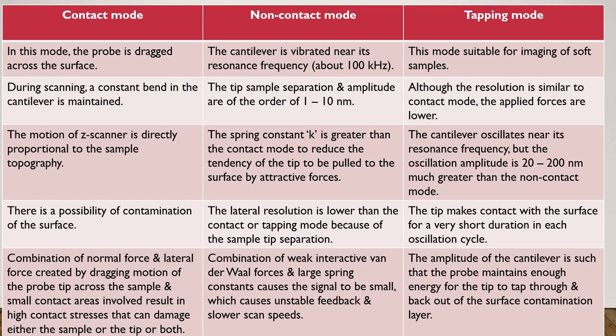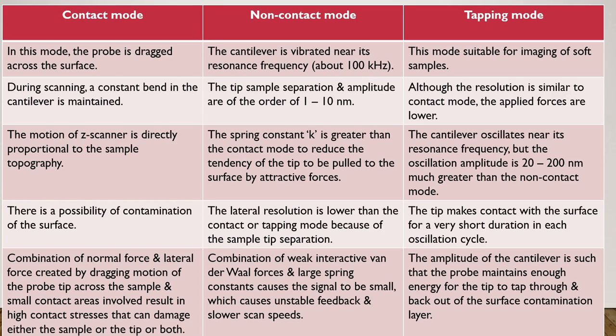The spring constant K is greater than in contact mode to reduce the tendency of the tip to be pulled to the surface by attractive forces. The drawbacks associated with this mode are the combination of weak van der Waals forces and large spring constants, which causes the signal to be small, which causes unstable feedback and slower scan speeds. Second, the lateral resolution is lower than contact or tapping mode because of sample tip separation.